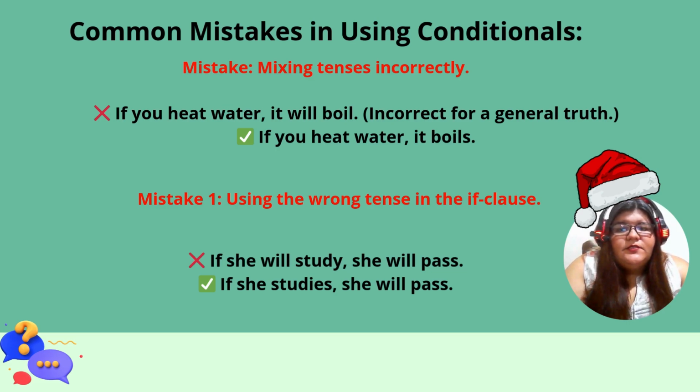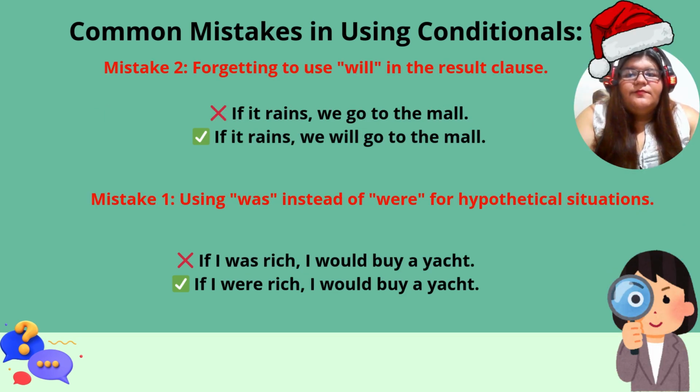Mistake 1. Using the wrong tense in the if clause. If she will study, she will pass. The correct form to say it is if she studies, she will pass. Then we have here mistake 2, forgetting to use will in the result clause. If it rains, we go to the mall. If it rains, we will go to the mall is the correct form to say it.